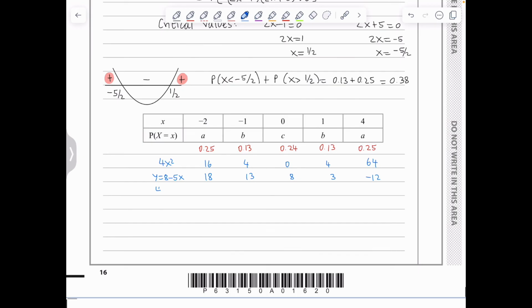Remember, we're trying to solve 4x squared being greater than y, and we can see that this is only satisfied here and here because 4 is greater than 3 and 64 is greater than negative 12. So these will only happen with probability of 0.13 and 0.25. And therefore we can easily conclude that the probability of 4x squared being greater than y is 0.13 plus 0.25, which of course agrees with the answer we obtained of 0.38.